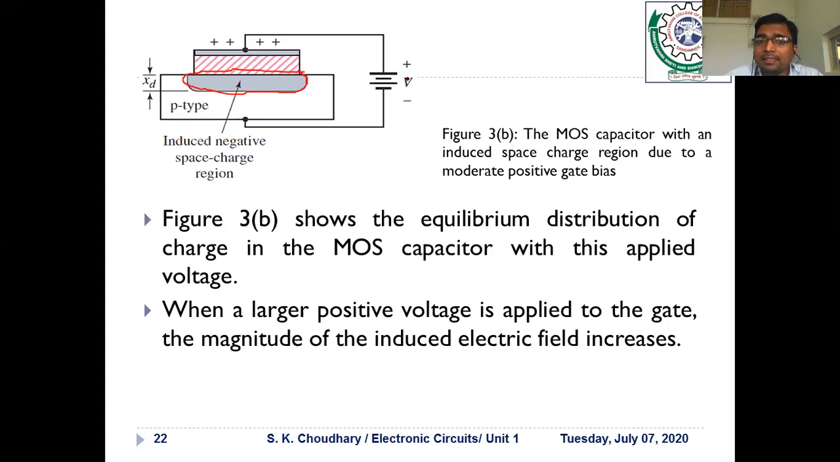Now if you increase the value of this voltage, what happens? The positive charge would increase, so it would apply more force to push the holes away from the oxide semiconductor interface. And because of that, all holes would be deposited here, at the bottom.